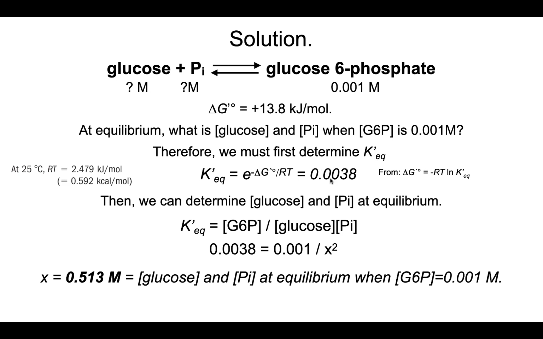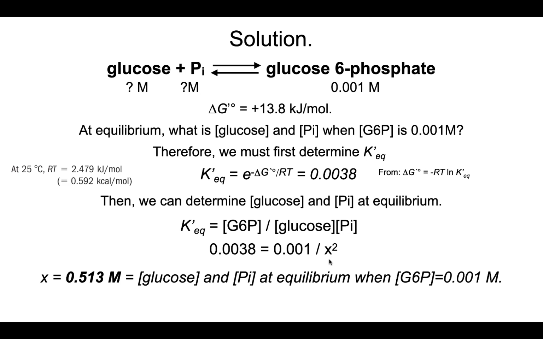So we know that the ratio of the products to the reactants is 0.0038. And we know that we have an equal ratio. Our stoichiometry here is 1 to 1. So we know glucose and inorganic phosphate concentrations are going to be the same, so we'll call them X. When we plug and chug here, we get 0.0038 equal to 0.001 divided by x squared.